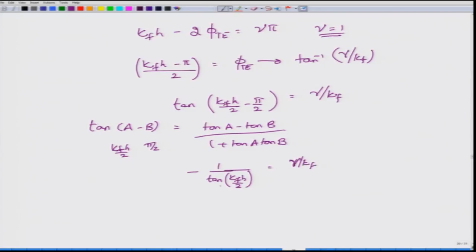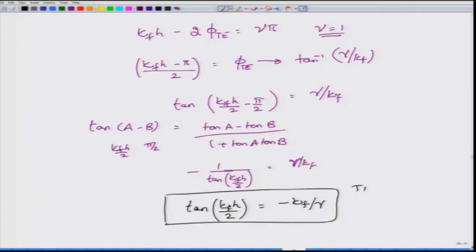So, interchanging all this, you will end up with another equation, this time valid for odd modes of this waveguide, which is tan of kappa f h by 2 equals minus kappa f by gamma. This is a condition valid for odd TE modes, because we have been considering only TE waves. For TM waves you can derive similar expressions, but they will be slightly different. There will be some n1 square by n2 square also multiplying this tan inverse term. I will leave that as an exercise for you.